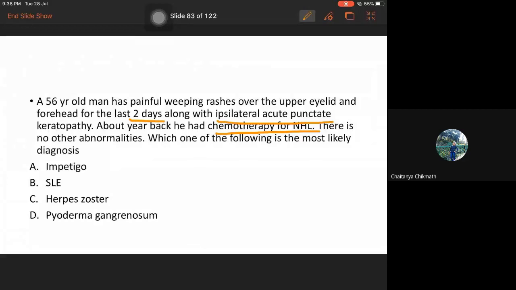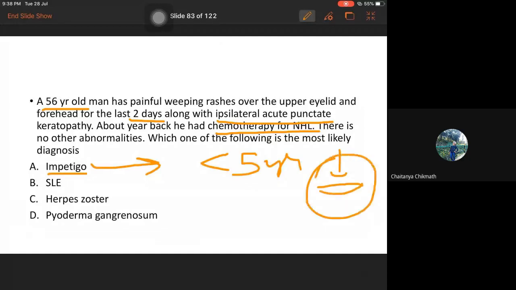Okay. Here you should know how to rule out. For example, if you take impetigo. Impetigo is very common in less than 5 years of age. So, look at the age of the patient. It's 56 years. So, that is ruled out. Apart from that, in impetigo you will see the ulcers around the nose and along the mouth. And you don't see any crusting lesions around the eyeball. Okay, so that is ruled out.